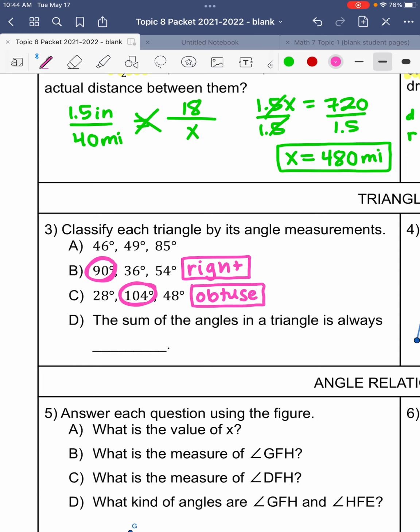And lastly, 46 degrees, 49 degrees, 85 degrees. I went back up to A. They're all less than 90 degrees. And when they're all less than 90 degrees, that's an acute triangle.